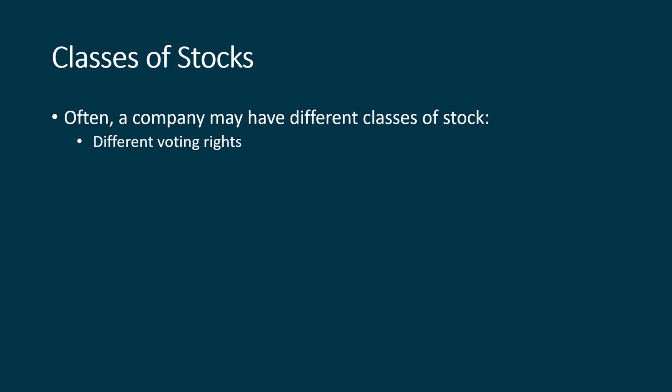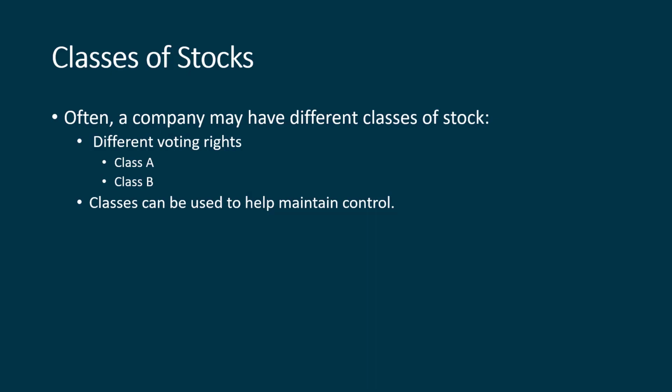Some of the stock that you own may allow you to vote. Other types of stock may not allow you to vote. A lot of times they'll have a Class A stock or a Class B stock. There's even some companies that have a Class C stock. And you'll need to understand what it means because it can vary from company to company.